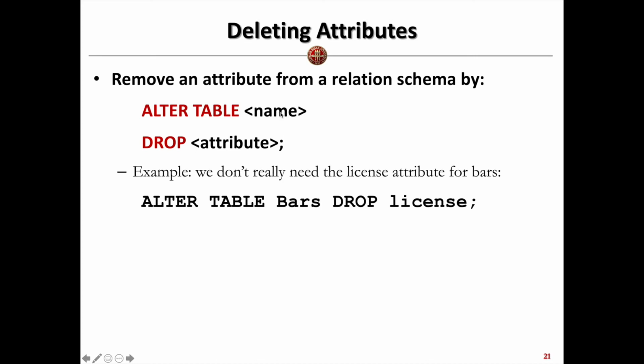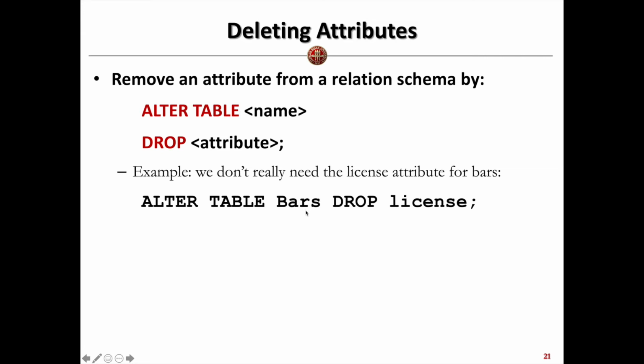We will have an example at the bottom. For instance, we don't really need the license attribute for bars. Then we can delete it from the table, right? We can do so by typing ALTER TABLE Bars DROP license. License is an existing attribute of the Bars table. So by typing the code like this, we will be able to delete this license attribute from the Bars table. And the corresponding column in the table will be deleted by default. Right? So this is how to delete an attribute from a table.